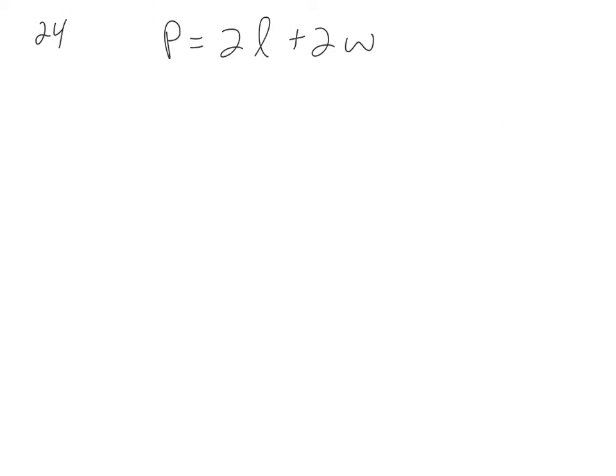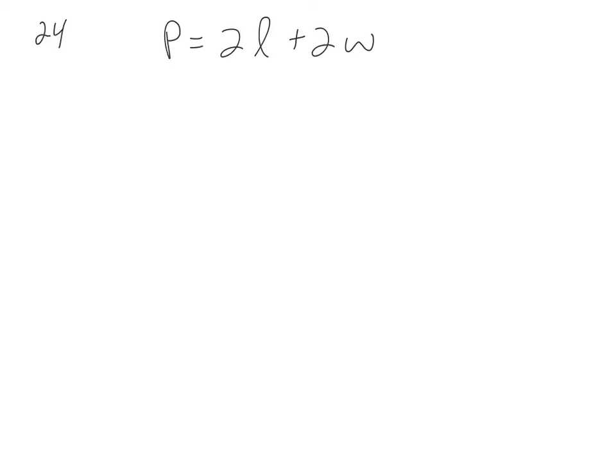Number 24 is a formula. This actually is the formula for the perimeter of a rectangle. 2 lengths plus 2 widths is the perimeter of a rectangle. And we want to solve this for w. That's what it asks us to do. It asks us to solve for w. So we need to chip away everything else.